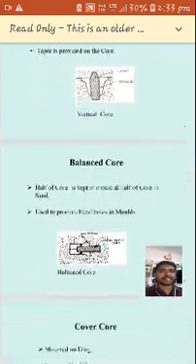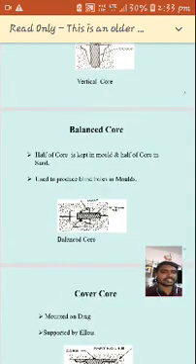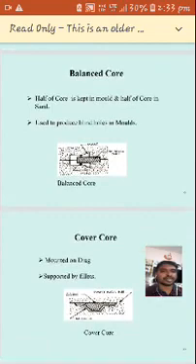And the next one is a balanced core. Half of the core is kept in the mold and half in the sand, so it is balanced: 50% of the core in the mold and the remaining 50% in the sand. It is used to produce blind holes in the molds.